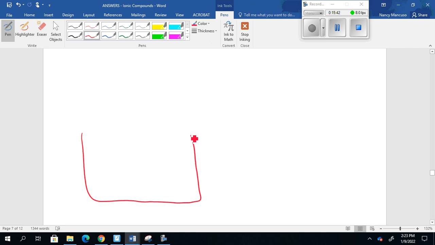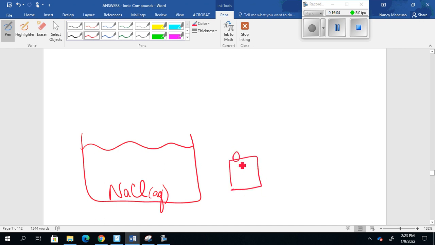So first, we are going to have our solution. Let's just use salt again. I'm going to write that it's aq right now. aq means aqueous, which means it's dissolved in water. So that's my solution. I'm going to have a battery out here. Batteries have little electrodes. One of them is going to be positive and one of them is going to be negative. When you have a battery, the negative electrode is the cathode and the positive one is the anode.